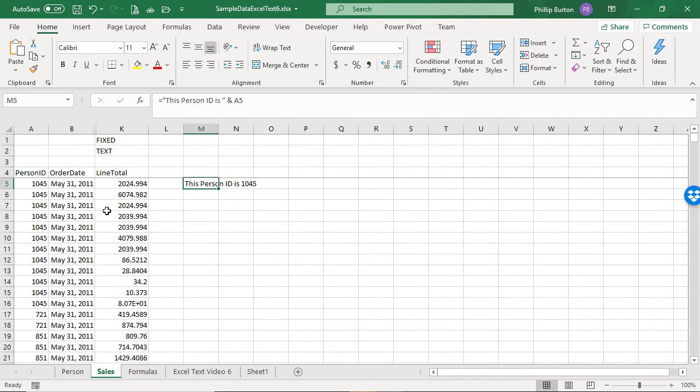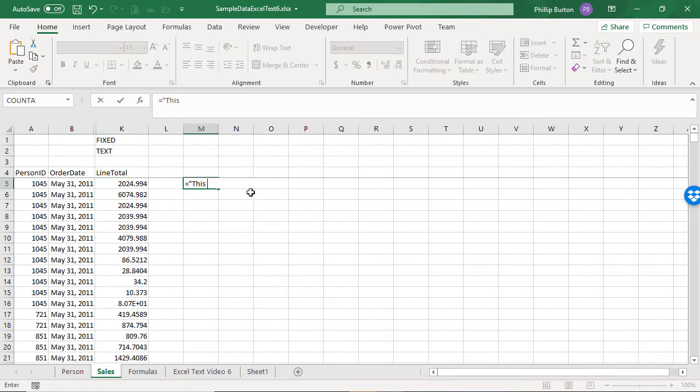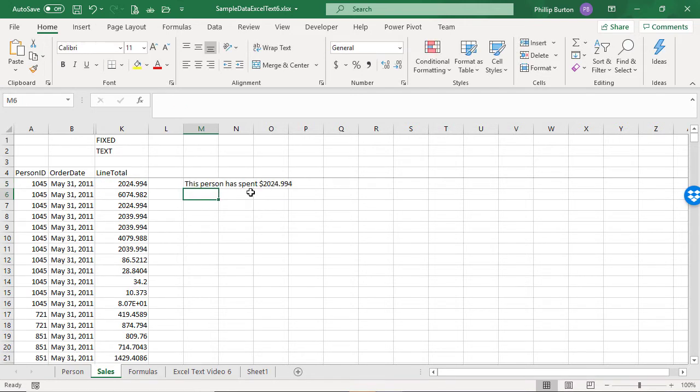Well, let's say I wanted to find out how much this person had spent, and specifically on this item. So I could put this person has spent, and I'll put this in US dollars and a reference to K5. So this person has spent $2,024.99.4 cents. Well, I don't think a person can actually spend 0.4 of a cent. So what can we do?